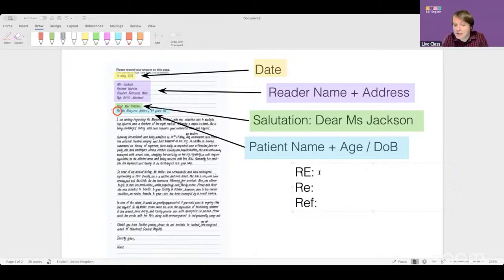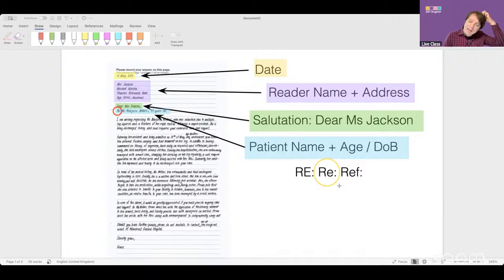It doesn't matter. Again, I told you, it seems like it's important, but I've seen RE in real letters. I've seen the middle one. Probably the middle one's the most common. I agree with you guys, you see that more often. But you can do Ref. You can do two capitals. It doesn't matter, okay? If you want to do the most normal thing, it's this one.